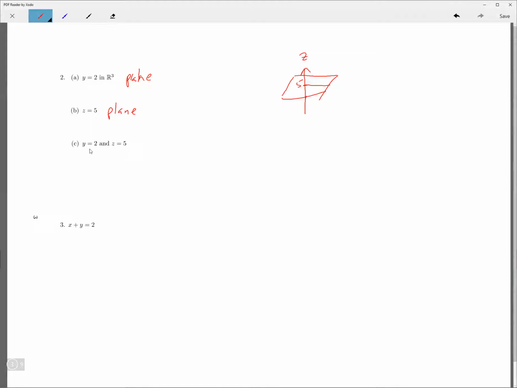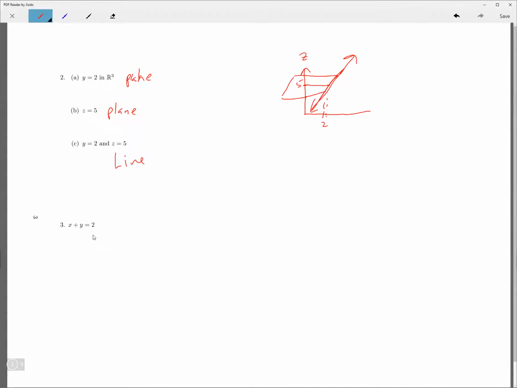Okay, and then what about the third one? What do you think that's going to be? A line. Yeah, that's going to be a line. If you come out to y equals 2, and then come up to z equals 5, it's going to be this line here. It's where the two planes intersect. So that's going to be a line.